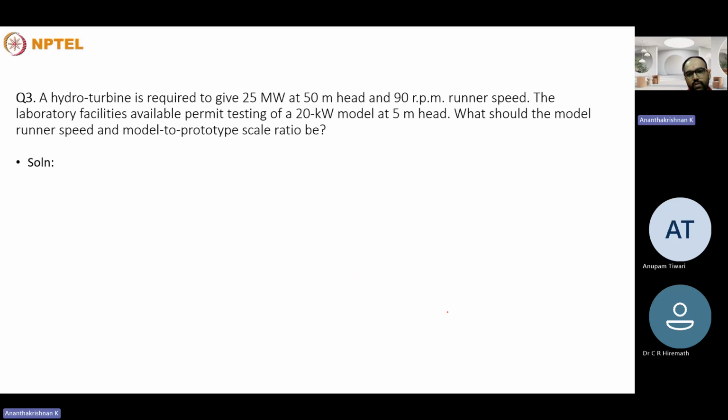So if you know the value of ns of a model, it should be the same for the prototype as well. So once you get that, if you do not know one of the power, head or the speed of one model or prototype, and if you know every other parameter, all the other five parameters, then you can actually determine it quite easily by using this specific speed.